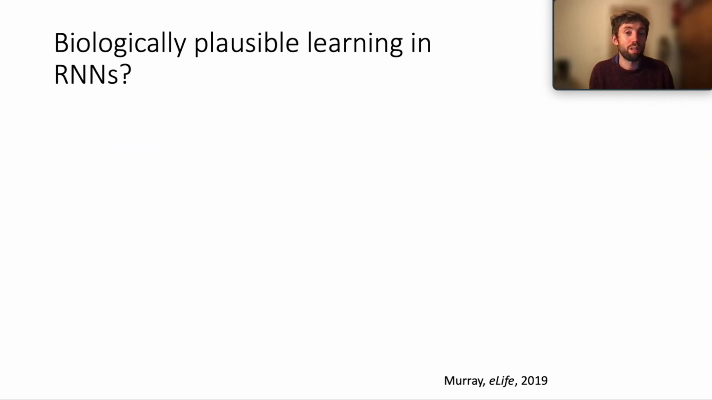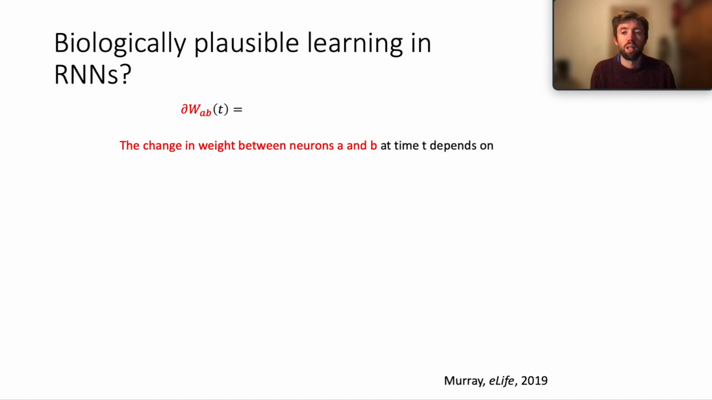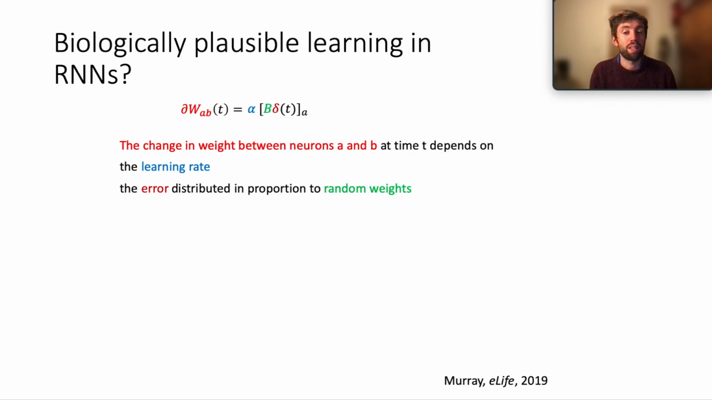Here's one proposition from Murray. In this biologically inspired learning rule, the change in weight between neurons A and B at a particular time t depends on a learning rate and the error, which in this case is distributed in proportion to random weights, and a moving average of recent co-activations between neurons A and B.